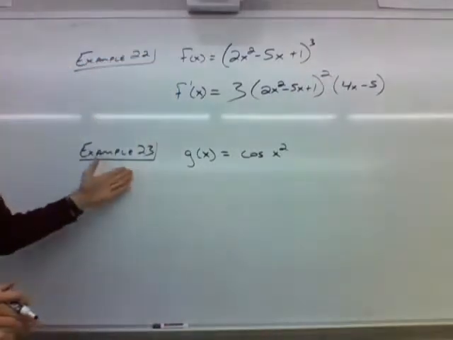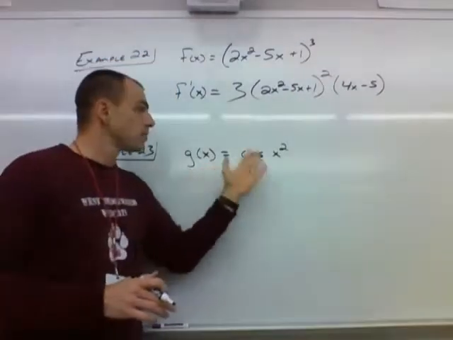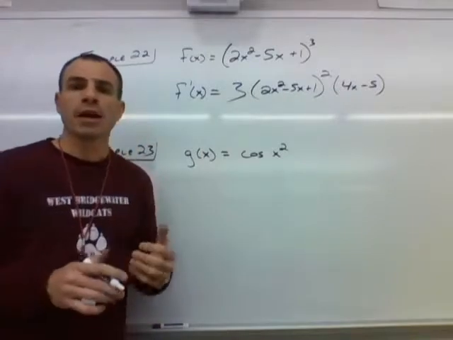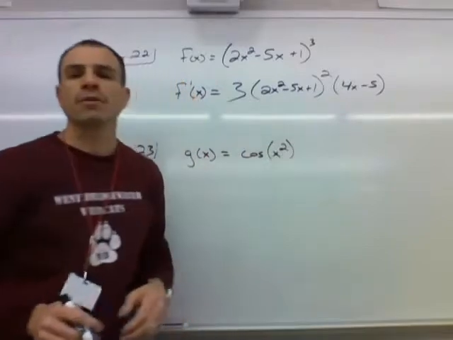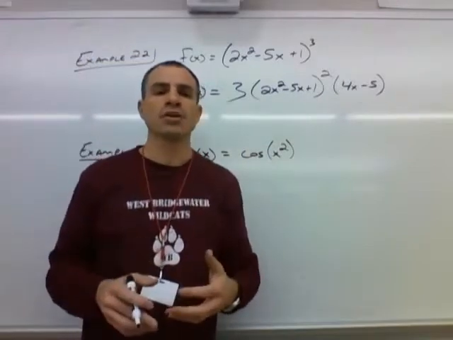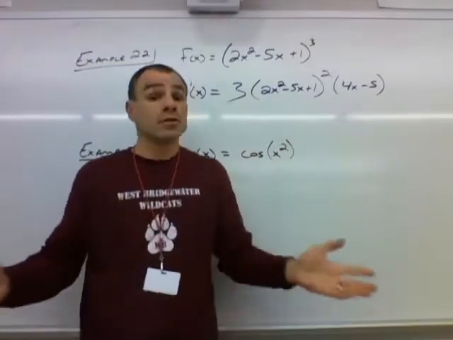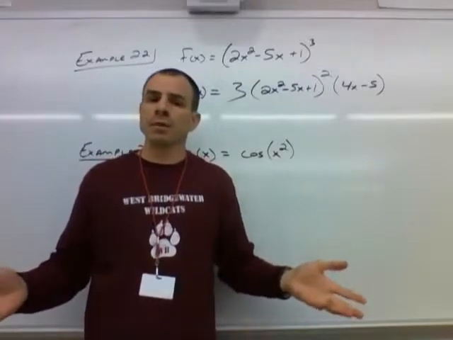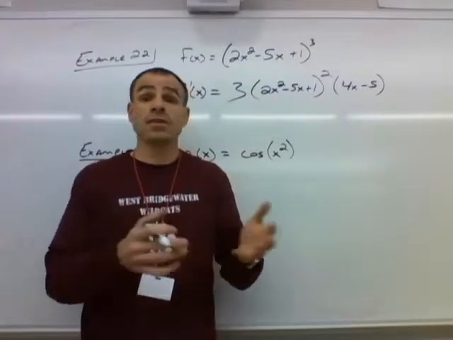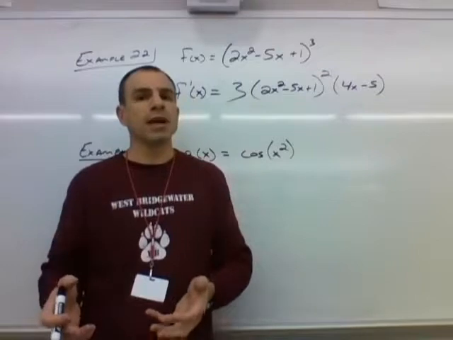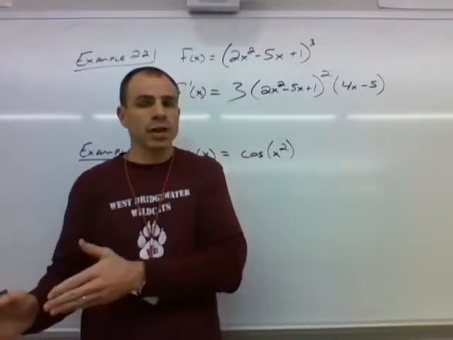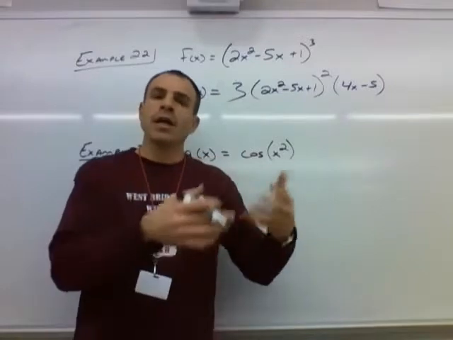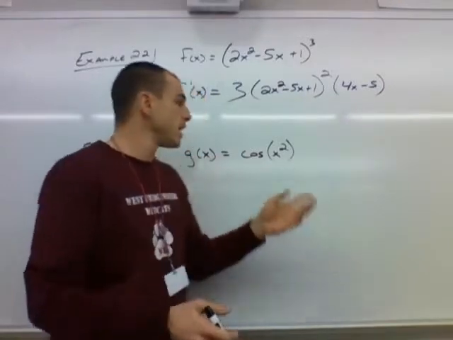With example number 23, we have g of x is equal to the cosine of x squared. Now I didn't put this on the page, but we've got parentheses there. All right, we're taking the cosine of an inner function. If it was just cosine x, what would the derivative be? Yeah, it'd be the opposite of sine x. But it's not the cosine of x, it's the cosine of an inner function. So the outer function is cosine of something, and the inner function is the x squared.